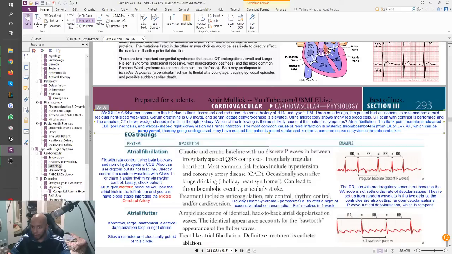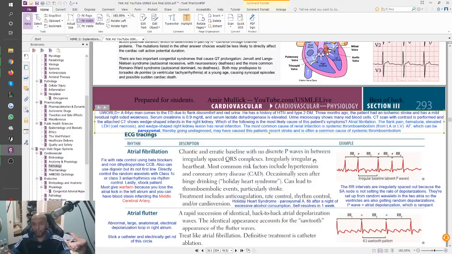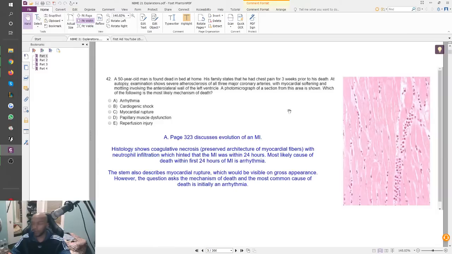And the answer was atrial fibrillation. He's having arrhythmias, right? With flank pain, hematuria, elevated LDH, and a wedge-shaped right kidney lesion, this is renal infarction. The most common cause of renal infarction is systemic thromboembolism, either from the left atrium or ventricle. Atrial fibrillation, which can be paroxysmal, thereby going undiagnosed, may have caused this patient's recent stroke and is a common cause of systemic thromboembolism.